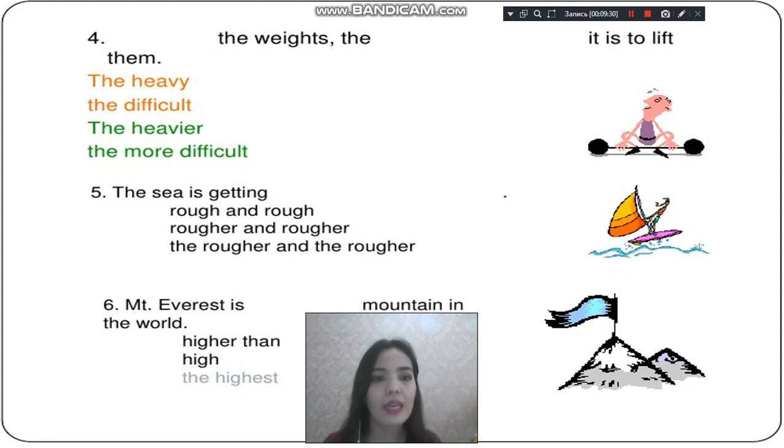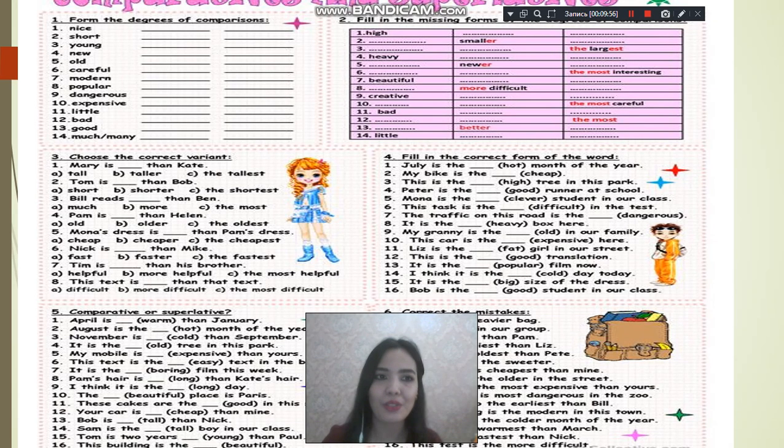Right. The sea is getting rough and rough. Right? The sea is getting rougher and rougher. And the last, Mount Everest is higher than mountain, highest mountain in the world. You did very good job. Now, this is the home task for tomorrow.